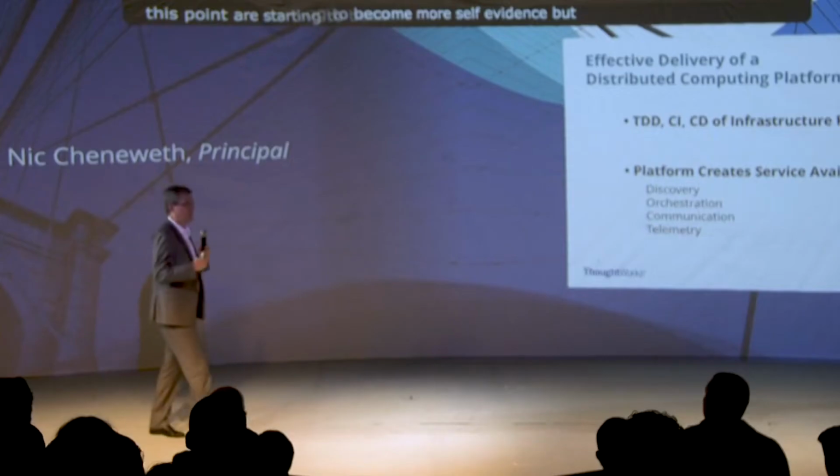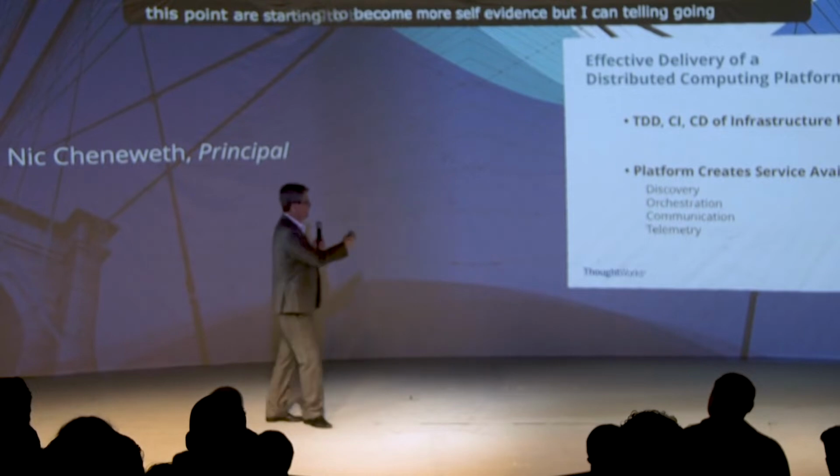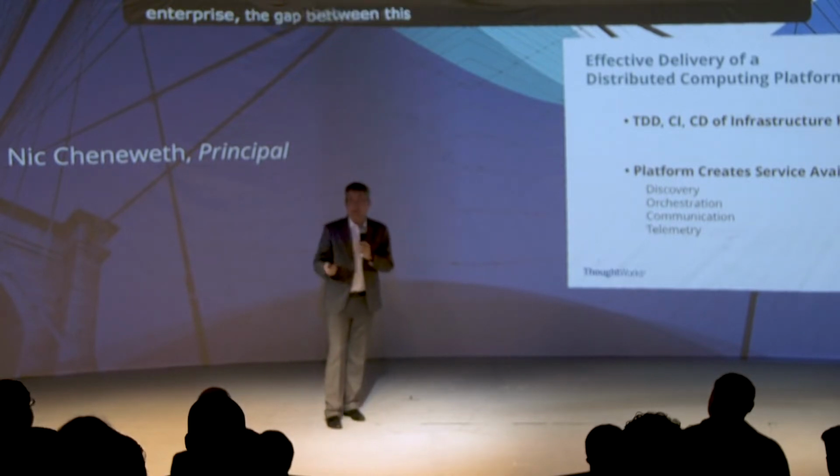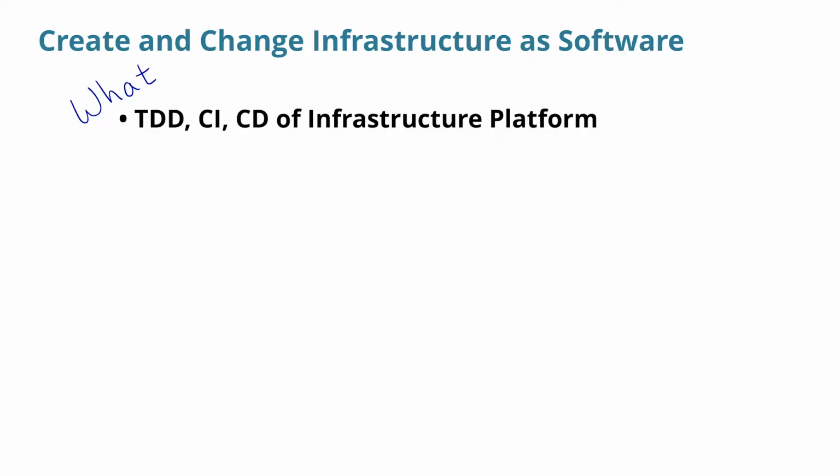Now, you might say that these things at this point are starting to become more and more self-evident, but I can tell you going into enterprises of all different sizes, Fortune 50 on down, the gap between what people think they know and what they're doing actually on the ground can get pretty huge. And these are things you can't step away from and expect the outcomes to be what you want. So the first part here, continuous delivery of this infrastructure platform, why does that actually matter? Why is that important to never step back from?